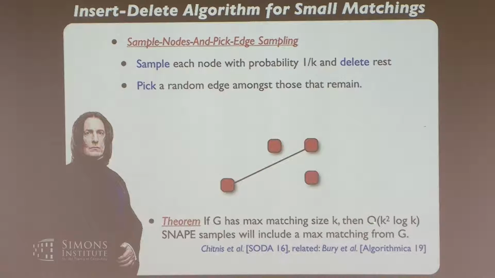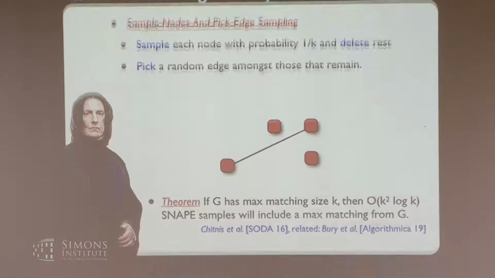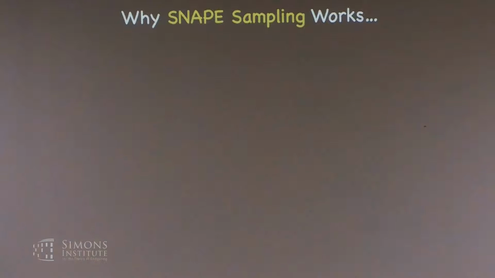How you'd implement Snape samples, I won't go into, but basically you could use a hash function to sample the nodes. This would define the set of edges in a subgraph, and you could use L0 sampling amongst that set of edges. So I said I wouldn't describe it, then I basically just described it. There's not much more to it than that. Let me briefly say why this theorem holds true, at least at a high level.